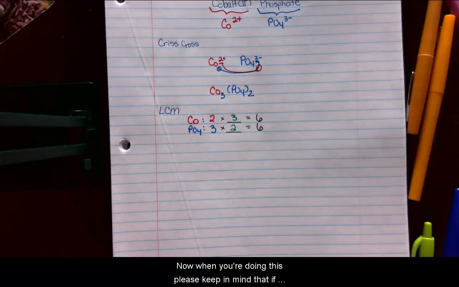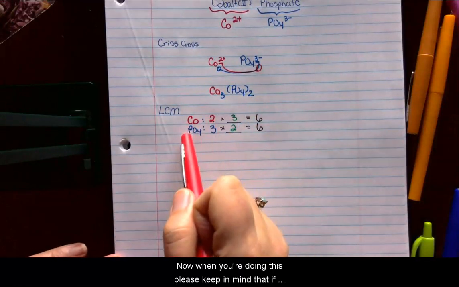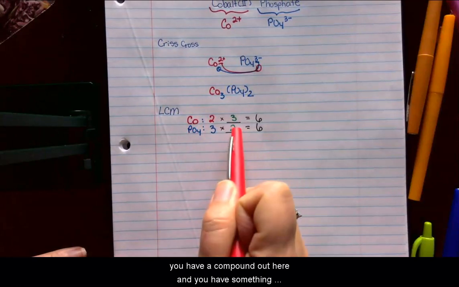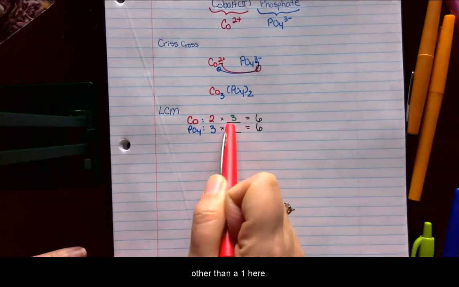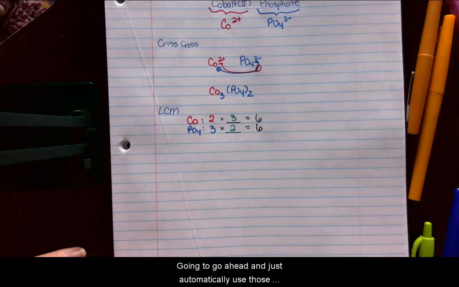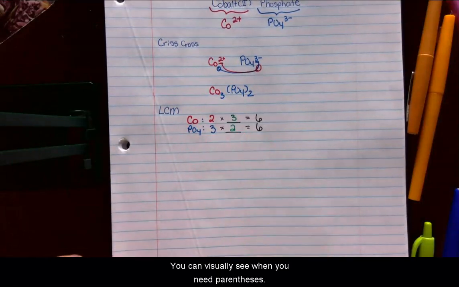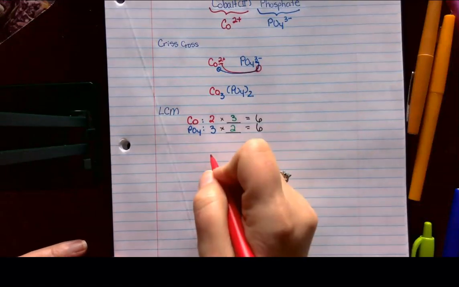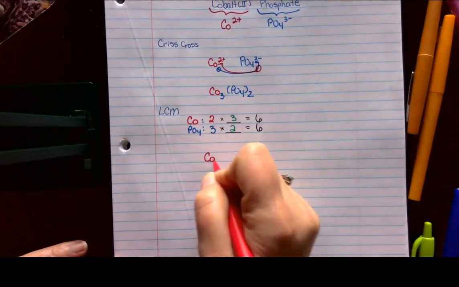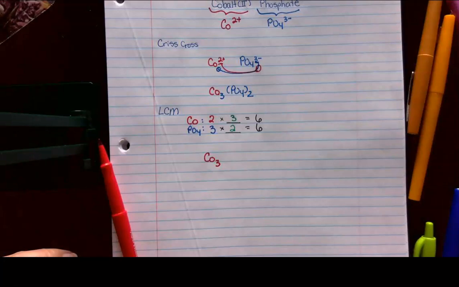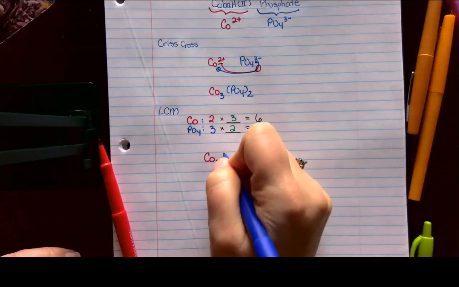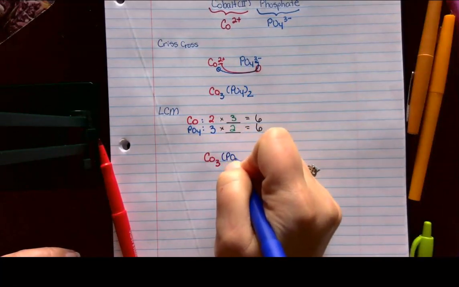Now, when you're doing this, please keep in mind that if you have a compound out here and you have something other than a 1 here, you're going to go ahead and just automatically use those parentheses because it automatically reduces it for you, and you can visually see when you need parentheses. So we end up with Co₃(PO₄)₂.